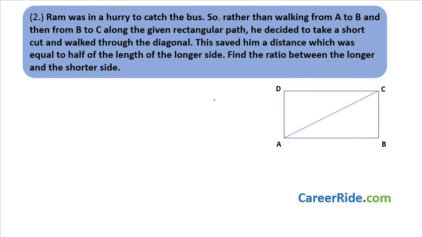Ram was in a hurry to catch the bus. So rather than walking from A to B and then from B to C along a given rectangular path, he decided to take a shortcut and walk through the diagonal. This saved him a distance which was equal to half of the length of longer side. Find the ratio between the longer and the shorter side.